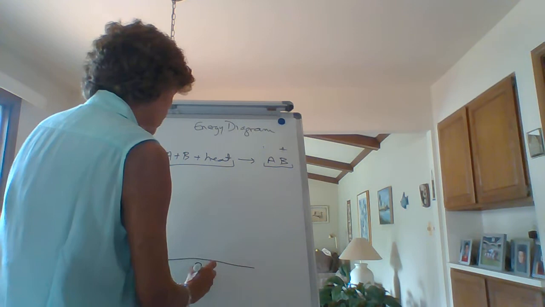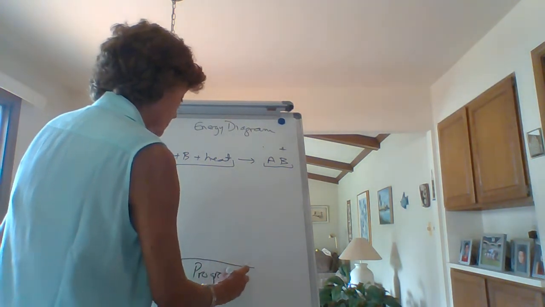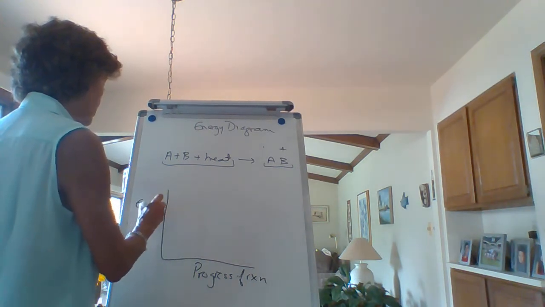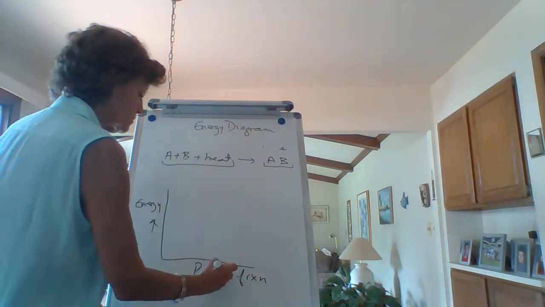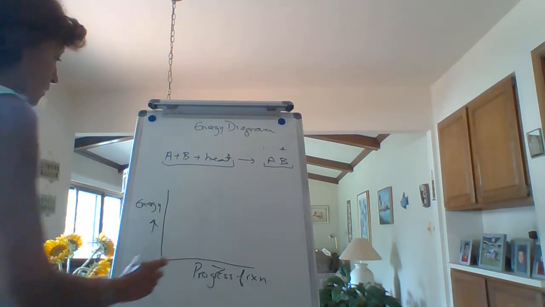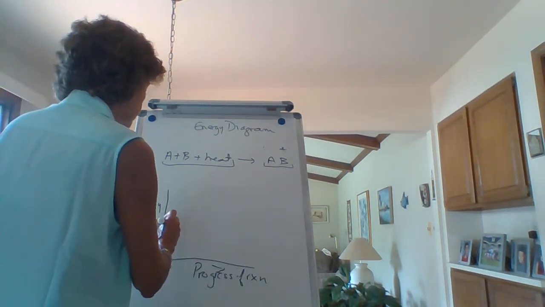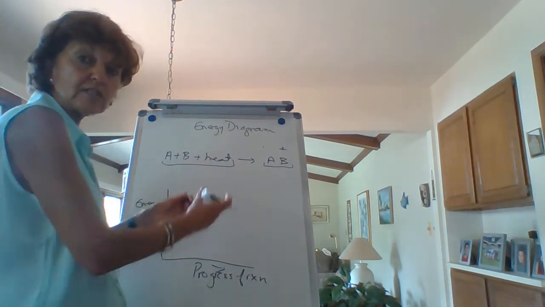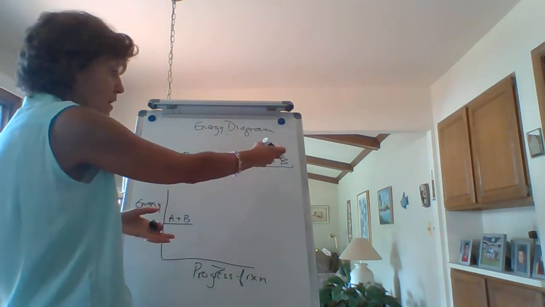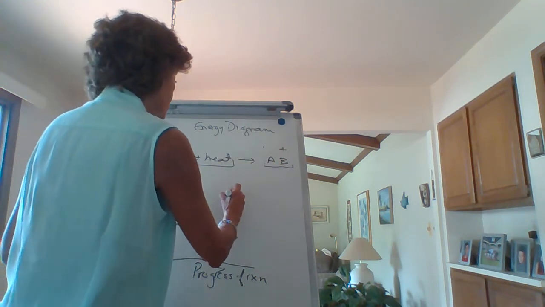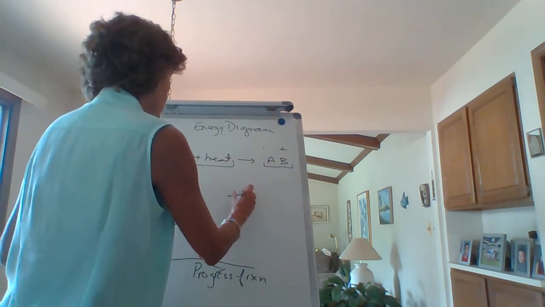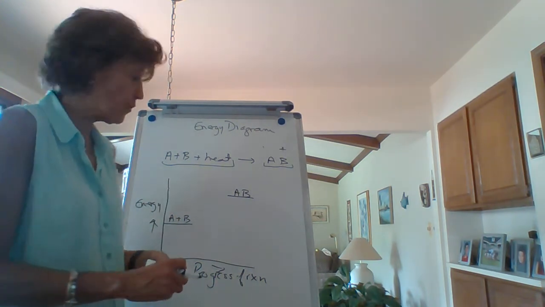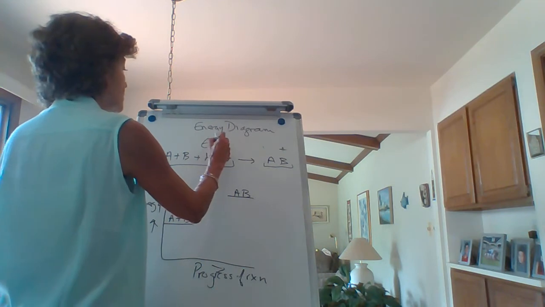All right, so we're going to do progress of reaction this way, and we're going to do energy on the y-axis. Okay, so we're going to put A plus B over here, just like we did before. But remember how I said now these guys absorbed energy in order to become AB. So AB is going to be up here now. There's your energy diagram for an endothermic reaction. Now this is endothermic.